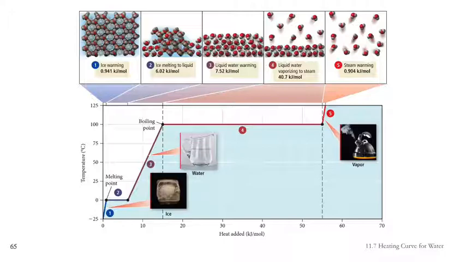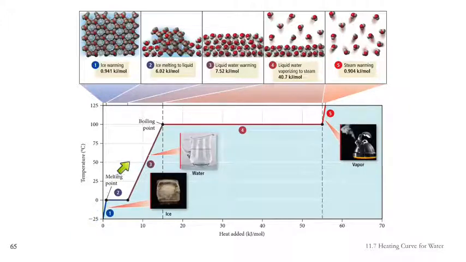So we can calculate the amount of energy needed to go from any one point on this curve to any other point. It's not really a curve, is it? It's a series of straight lines. Straight lines are nice because you can calculate them.